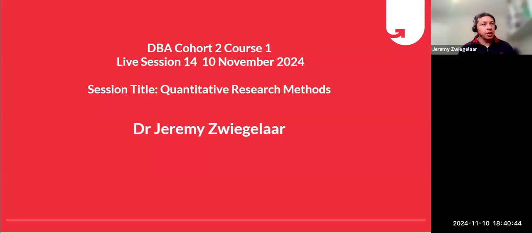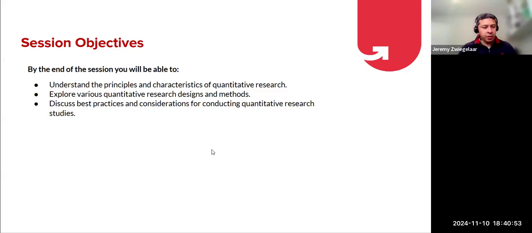The session today is on quantitative research methods, and in the session we'll have the following objectives. By the end of the session, you'll be able to understand the principles and characteristics of quantitative research, explore various quantitative research designs and methods, and then hopefully be able to discuss best practices and considerations for conducting quantitative research studies.